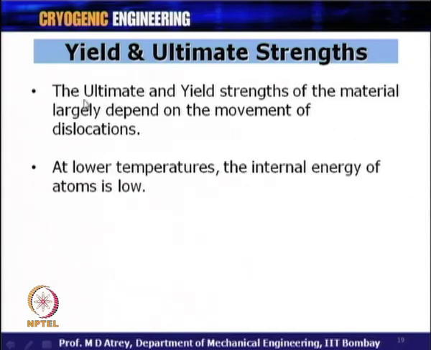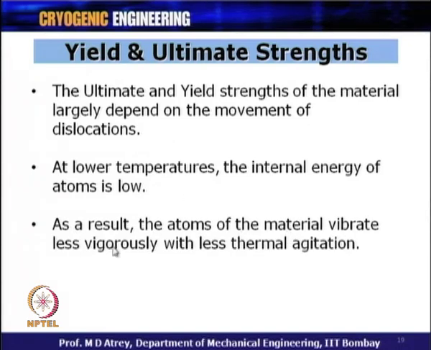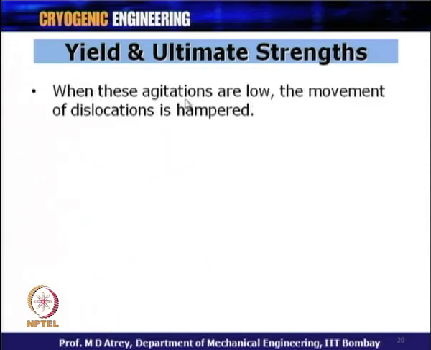The movement of dislocation also depends on the internal energy or the lattice vibrations, and at lower temperatures, the internal energy of the atoms is very low. As you know, the internal energy is basically a function of temperature, and if the temperature is low, the internal energy of the atoms also is low. As a result, the atoms of the material vibrate less vigorously with less thermal agitation. So, at lower and lower temperature, the lattice vibration is very, very minimum, and therefore the material vibrates less vigorously with less thermal agitation. When these agitations are low at low temperature, the movement of dislocation is hampered.